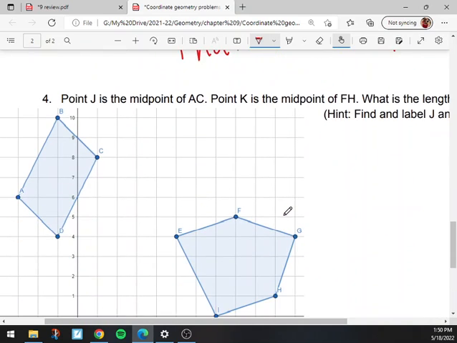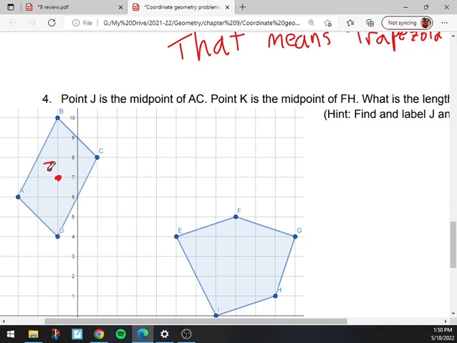And then 4. I had a little bit too much fun making 4. It says point J is the midpoint of AC, which if I look here, I can either use the midpoint formula or I can just kind of count it. I can come in 2 from both sides and go up and down 1. So that's point J.